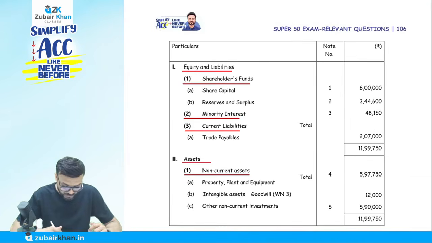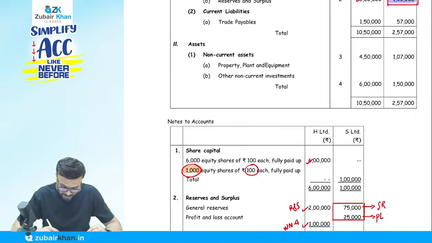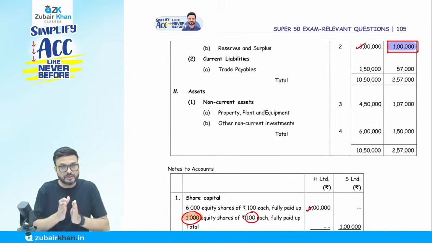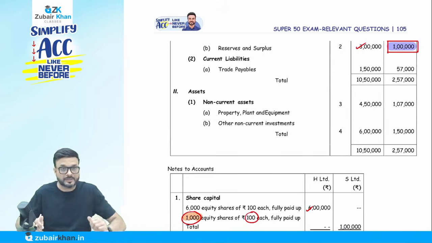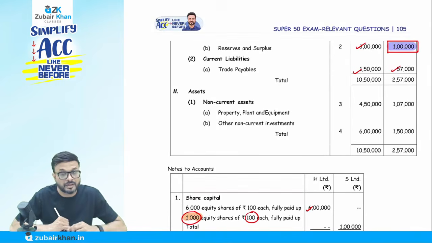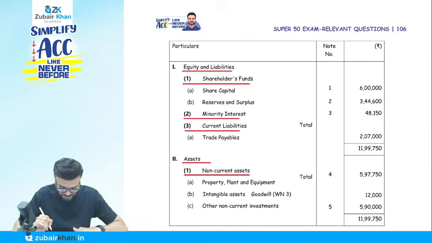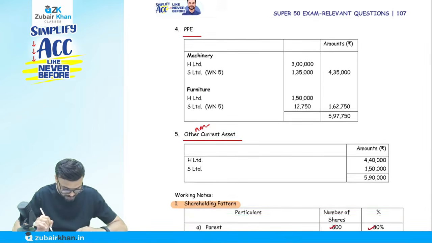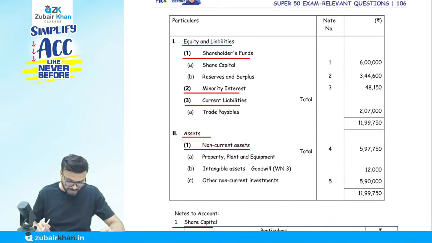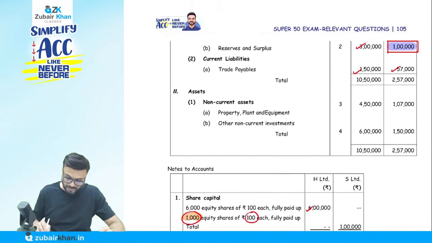Then we have, after this reserve and surplus, I will come to the share capital and reserve and surplus of the subsidiary company, but this 1,50,000 and 57,000. Where will it come? Trade payable. Whether they have prepared notes to accounts on this or not, we'll write trade payable in the balance sheet here. 2,07,000. How have we calculated?